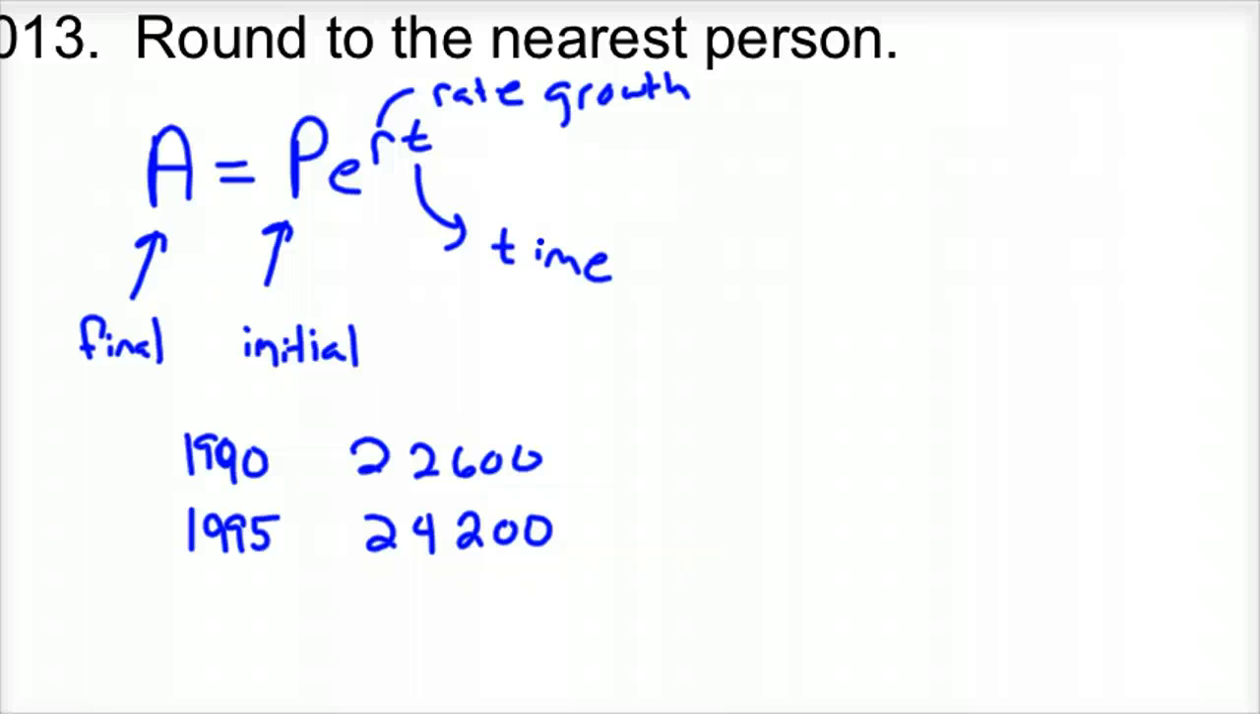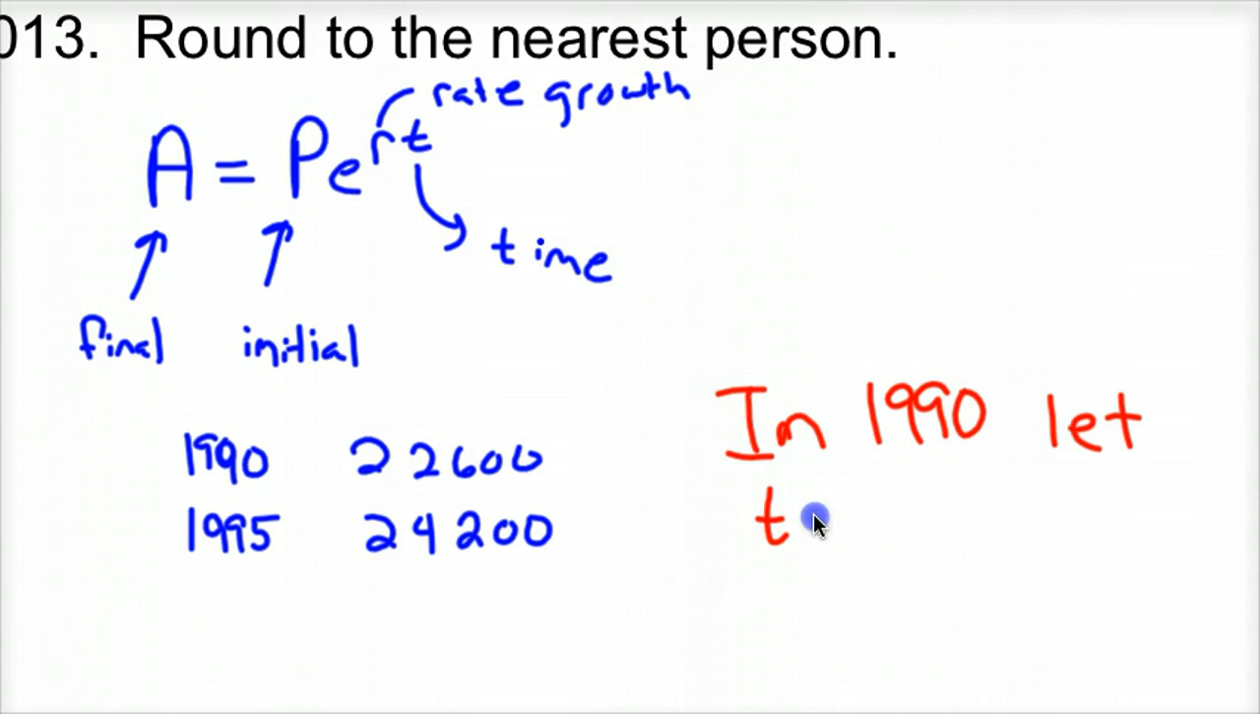Okay, so when we take a look at this, we start plugging things in. And before I do that, one thing that makes the problem a little easier is you could go ahead and let 1990 equal 0. So we'll let our initial time be 0 at 1990. Maybe I'll restate that: in 1990, let our time equal 0. All right, so that means in 1995 our time is 5. So we're ready to start plugging in.